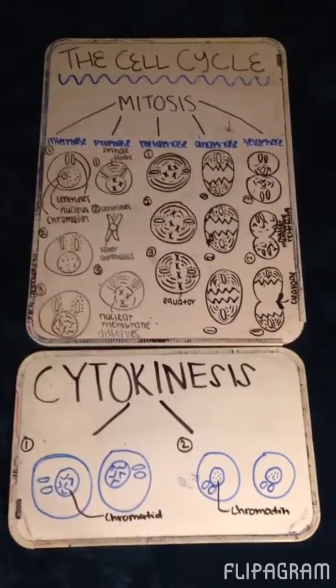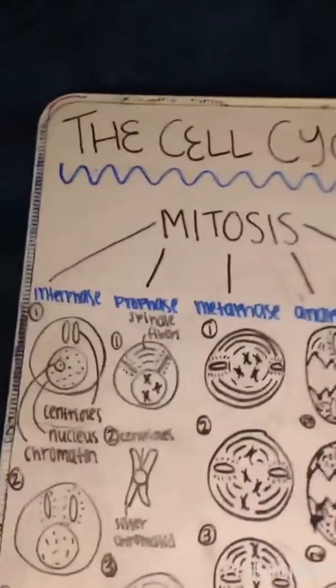The Cell Cycle by Gwace and Twissas. The first part of the cell cycle is mitosis, and there are 5 stages of it.